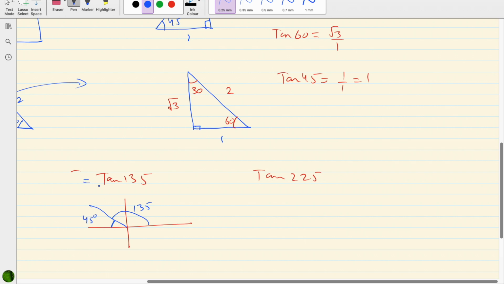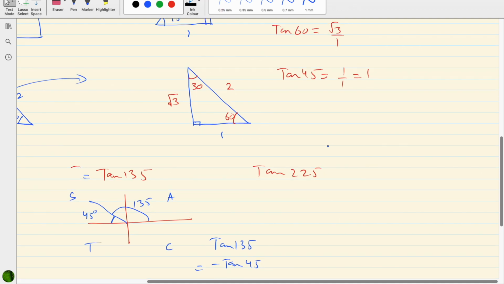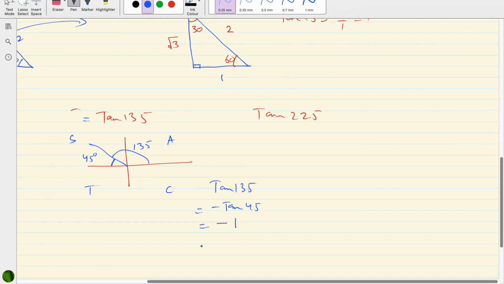So for tan 135, we know, add sugar to coffee, that tan is negative here. So I can write tan of 135 is equal to negative tan of 45, because 45 is the basic angle. We will have the same magnitude but the sign is different. So negative, and tan 45 from that triangle is 1. So I'm writing minus 1 here.